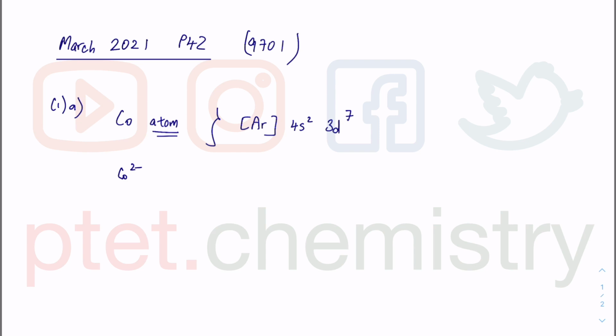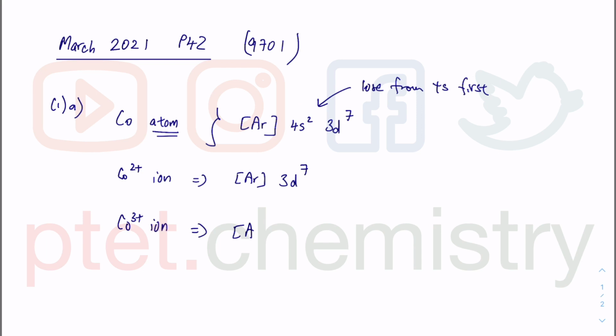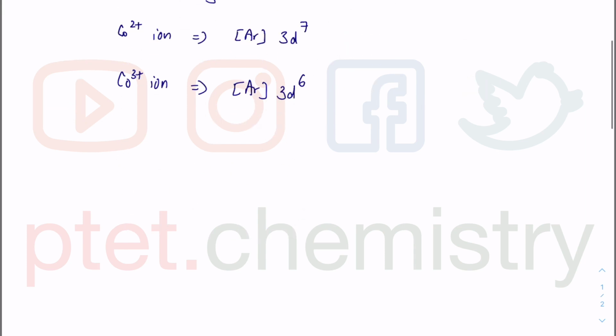So cobalt 2+ is an ion. That is what the question wants, and they say express it in terms of argon. We fill 4s before 3D, but we also lose 4s before 3D. So we lose from 4s first. If we have 2+, we are losing 2 electrons. So we lost both the electrons, and hence we are left with 3D7. And when you want to go to cobalt 3+ ion, you lose 1 further. So it's Ar 3D6. Pretty easy start to the question.